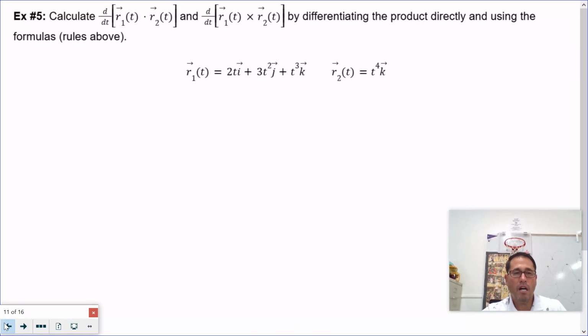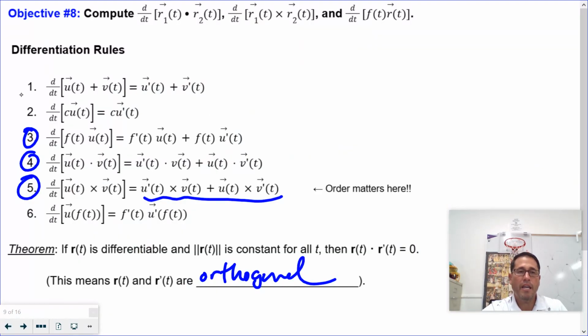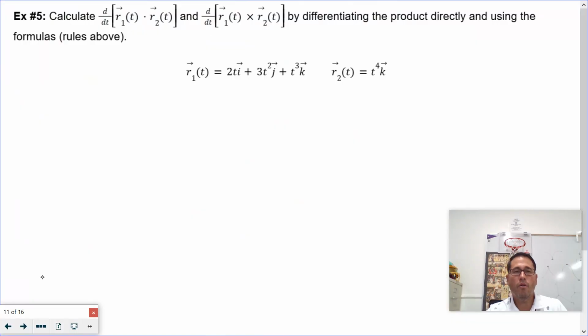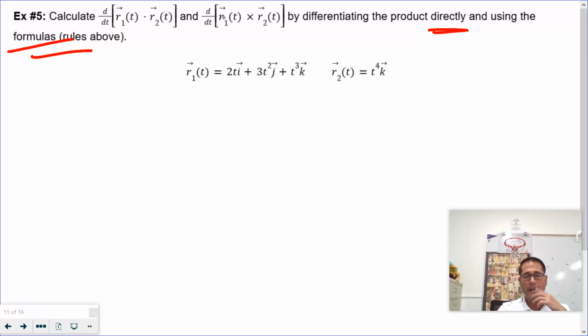This next one, we're looking at some of these. Probably should have done these notes a little bit better. It's just showing that with the dot product, you can do it directly or you can use the formulas. How do you do it directly?